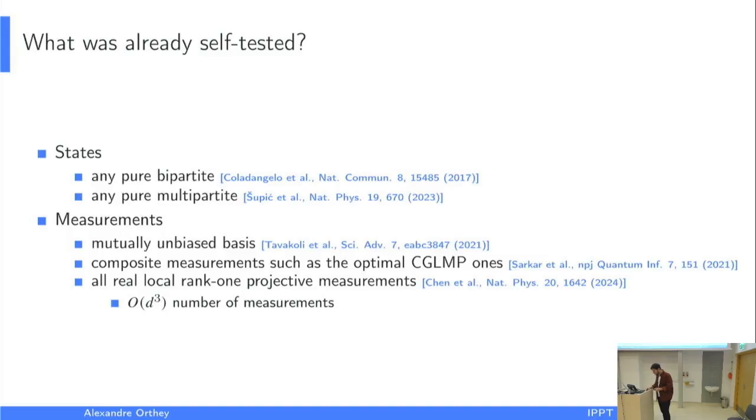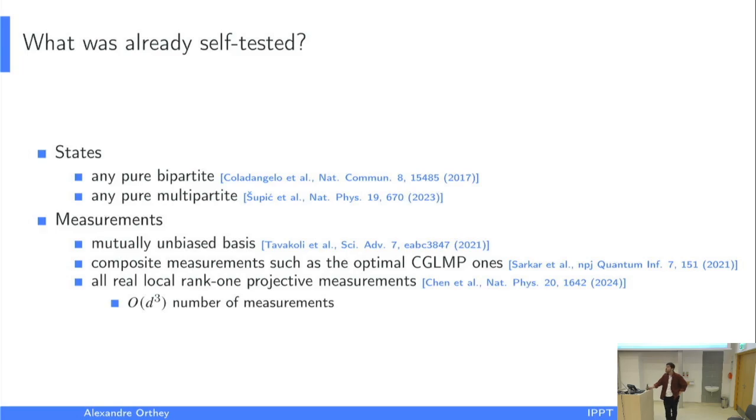OK, so that was a big introduction. From now on, I'm going to talk about the stuff that we did in the last year, maybe 2 years. What was already self-tested? Any pure bipartite state and any pure multipartite state. These are results from Coladangelo and Shupich. And when it comes to measurements, things become trickier. We know that we can self-test measurements that are based on mutually unbiased bases, and also some classes of composite measurements.